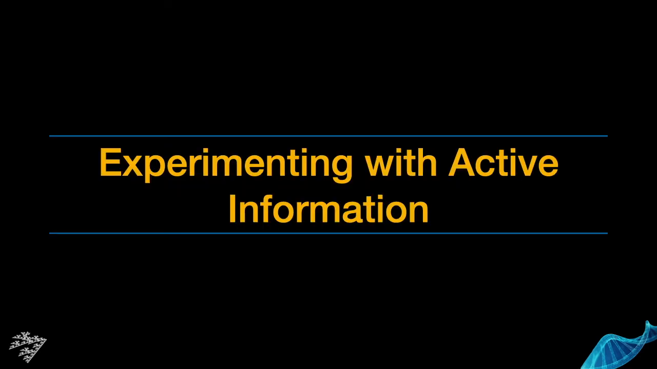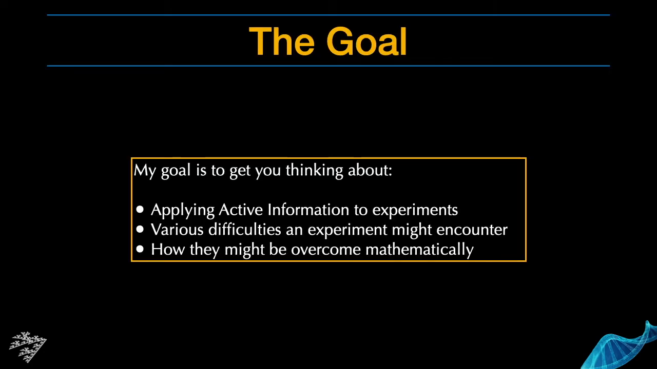So what I thought about is that we have these ideas. These ideas didn't originate with me. As I said, Dembski and Marks wrote about them in 2009, and there's been further work on it since. Mostly, though, they've been dealing with digital search and digital evolution and that sort of thing. And so I want to know, how could we apply this to biology? How could we make this so that we can experiment and find quantitative results? My goal is to get people thinking about how to apply active information to experiments, various difficulties an experimenter might encounter, and how you might overcome those mathematically. So my goal is to come up with a system that would take these things into account.